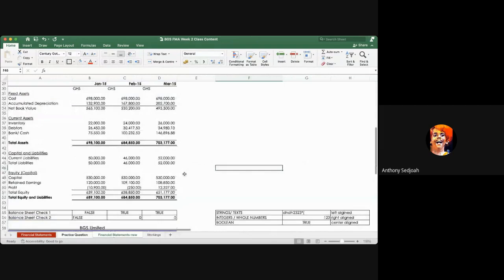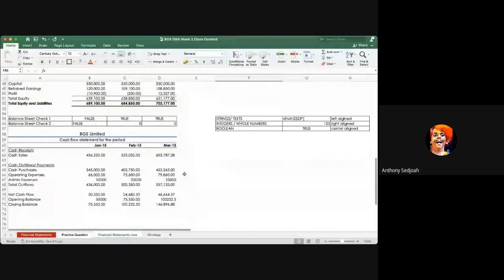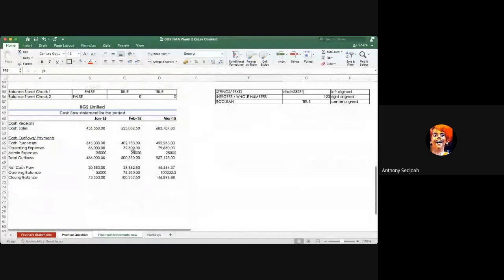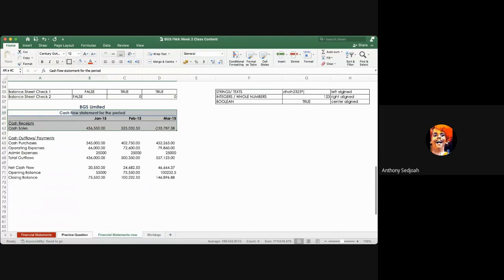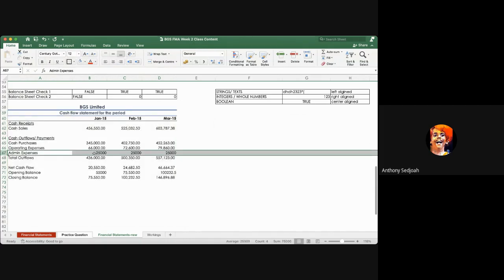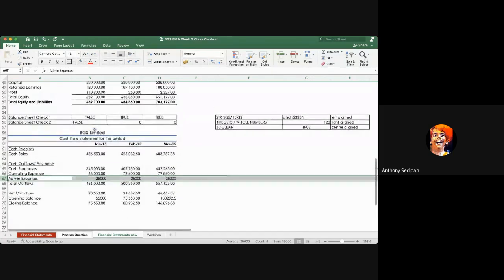So we'll be expecting an assignment maybe today or tomorrow. Let me even give you a hint of what the assignment will be. One of the things you'll be required to do is to format the cash flow statements properly. We can all agree that some things have been left out. Our admin expenses, for example, are not well formatted. So you guys will be required to format it nicely.